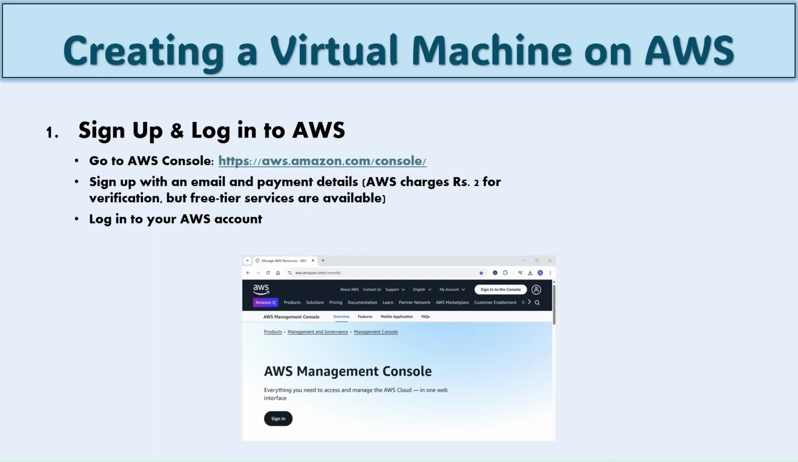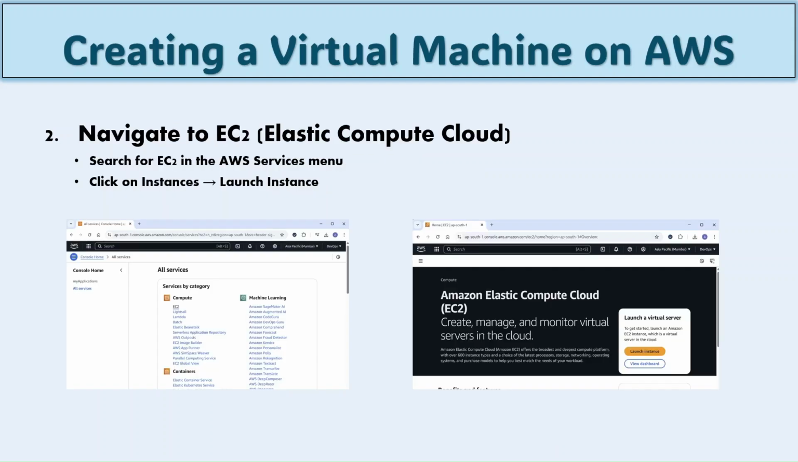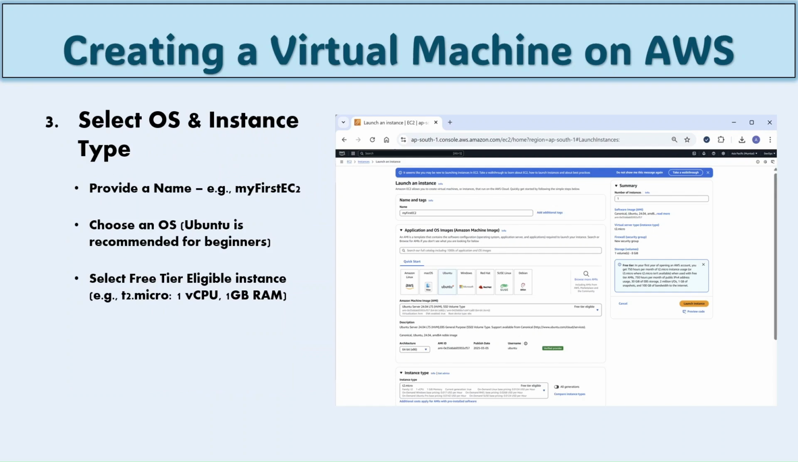Let us do a quick recap of what we have learned in today's video. Still, if you are facing any issue in creating the instance, please follow these steps. Create your own AWS account and get logged into it. Next, search for EC2 in the AWS service menu. Then click on instances and launch your instance. Once the instance is launched, provide a name for your instance and choose the OS. Next, select the instance type. You can select the free tier eligible instance.